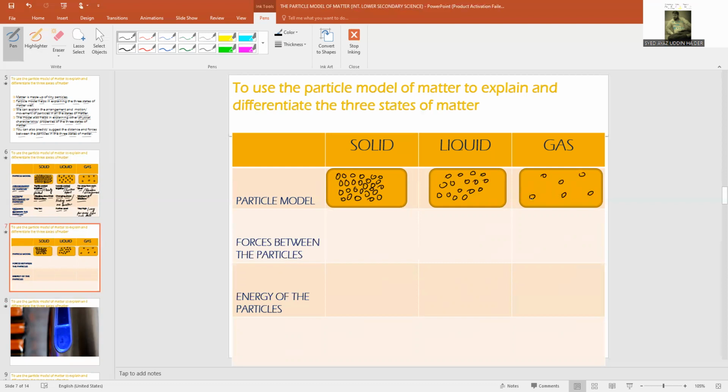Now let's talk about the forces between the particles. In solid, the particles are very close to each other, so they are joined together through very strong forces between the particles.